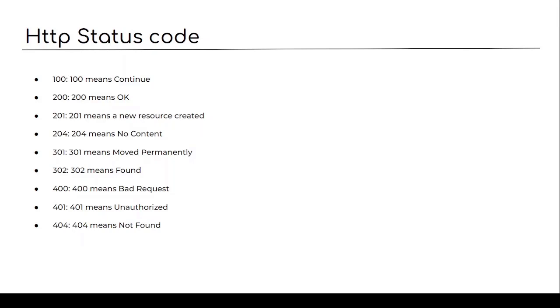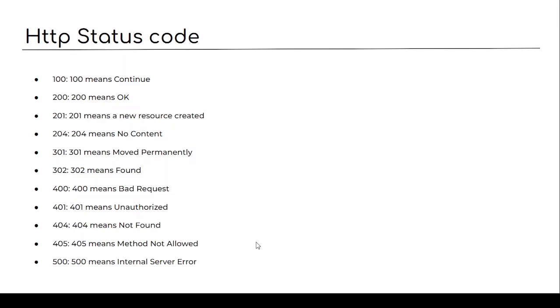And after that we have 405, which means method not allowed, which indicates that the request method is known by the server but it is not supported by the targeted resource. For example, if we have one method which is a post method in the server and we are trying to access the method from the client using the get verb, then in that case we will get a 405.